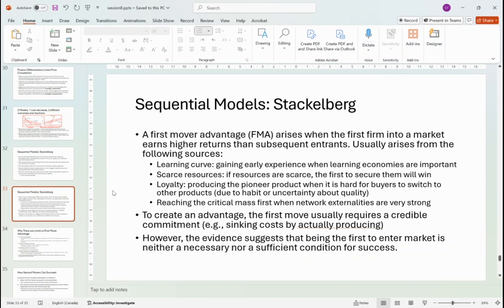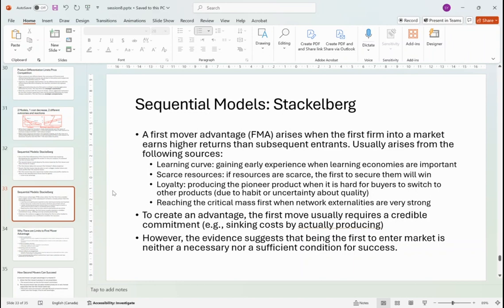And then the third reason could be loyalty. Maybe it's hard for the customers that are already working with one firm to do the research and switch to the second firm. They don't know about the quality. They don't know about anything. So there is more uncertainty about the second firm. They prefer to stay loyal. They are happy with the first firm. They prefer to keep working with the first firm, right?